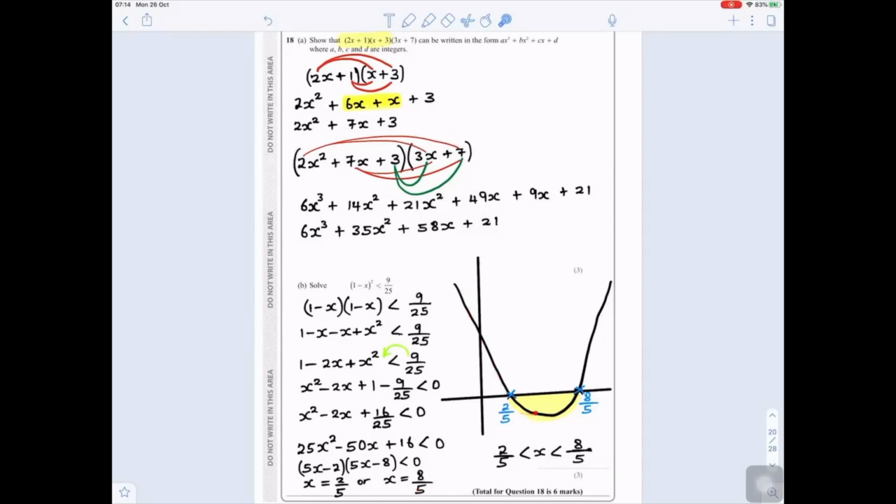So you will sketch a quadratic curve. Those 2 over 5 and 8 over 5 are the critical values which you mark on the graph. And you sketch the U-shaped curve. You want it to be less than 0. So the part which is colored yellow on the diagram is less than 0. So you want it between 2 over 5 and 8 over 5. So your answer will be written as 2 over 5 less than x less than 8 over 5. That's the part which is below 0.